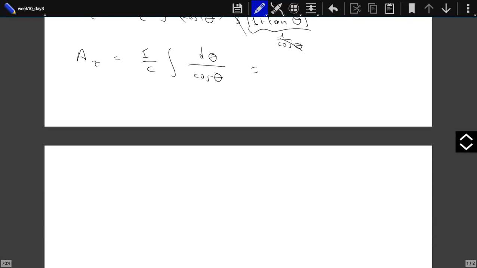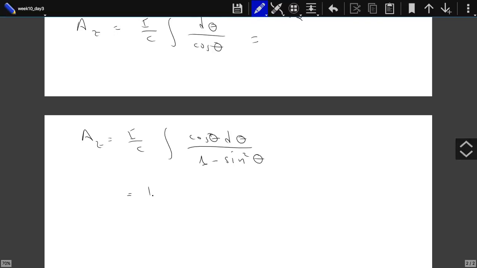Can you get something? Well, let's just say Az is equal to I over c, integral of cosine theta d theta divided by 1 minus sine squared theta, which is equal to I over c integral of d by d theta of logarithm of 1 minus sine squared theta. Well, if you take the derivative of this logarithm, it doesn't give the result. Use substitution, sine theta is u.